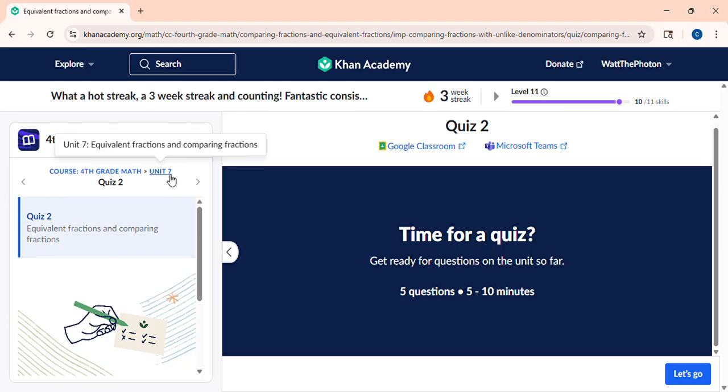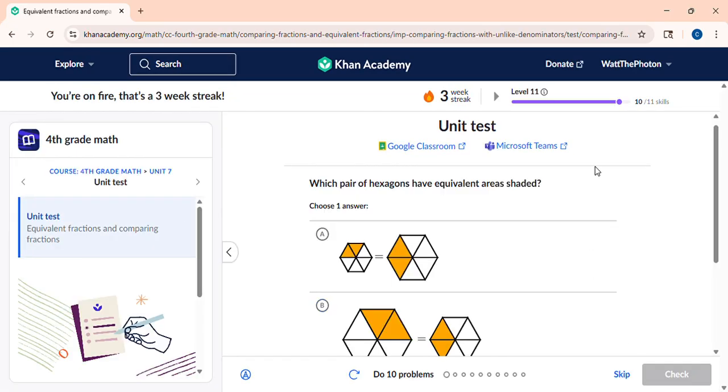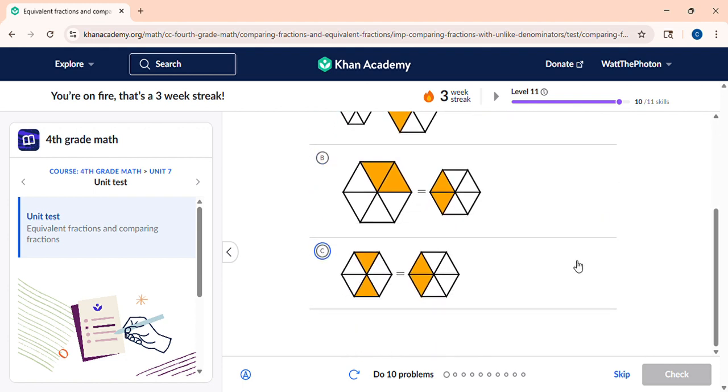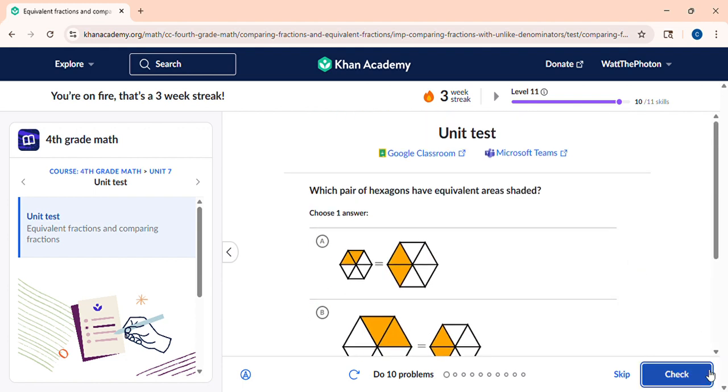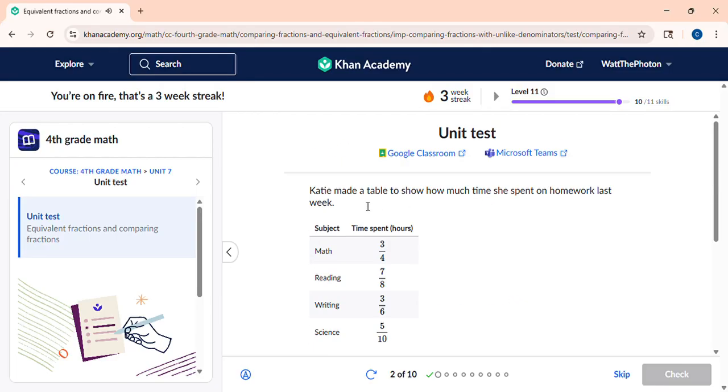No, I don't want a quiz. I want the unit test. There we go. Equivalent areas shaded. I could have sworn I had done this before in the 3rd grade.